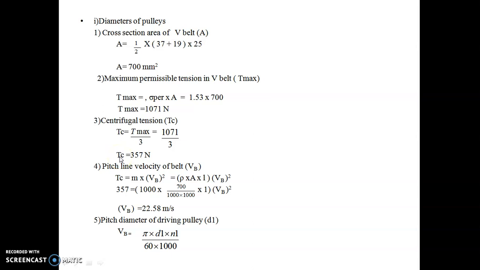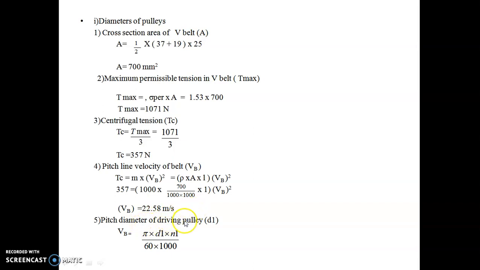From Tc we can find out the velocity. We know that centrifugal tension is equal to m into velocity square. M is the mass, which is nothing but mass density into volume, and volume is area into length into Vb square. So Tc is 357, then rho 1000, area 700 divided by 1000 into 1000 to convert mm square into meter, and L per meter length 1. So Vb square, we'll get the value of Vb equal to 22.58 meters per second.